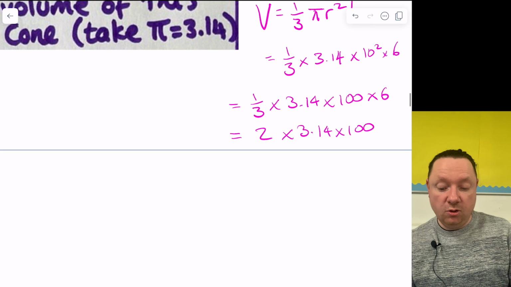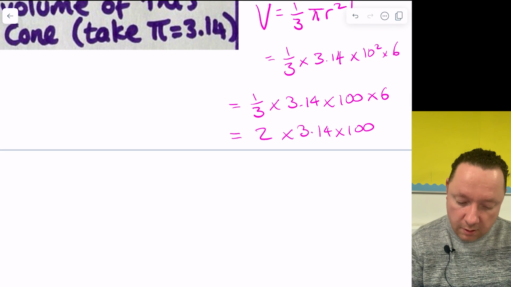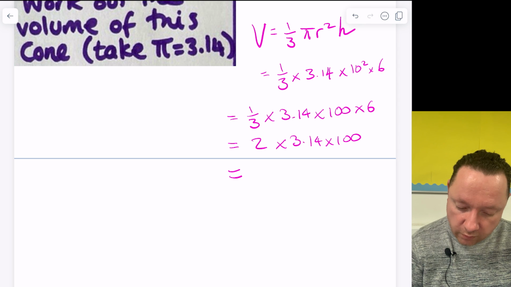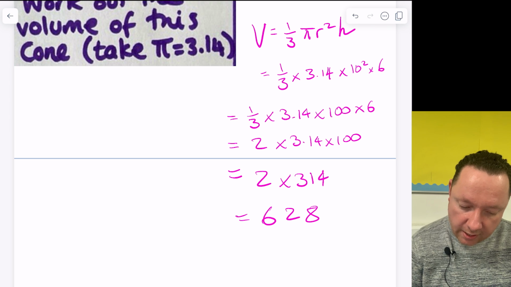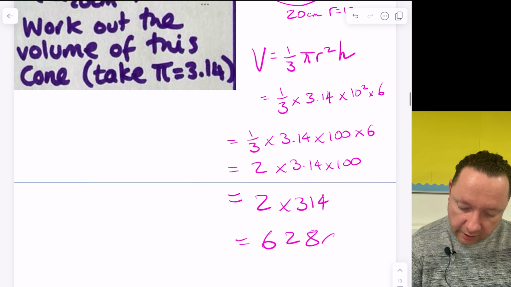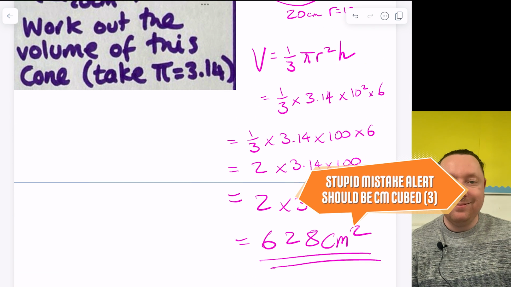Now you can do 200 times 3.14. Well, I might as well just times by 100 now. So that's 2 times 314. 2 4s is 8, 2 1s is 2, 2 3s is 6. And the units are centimetres, so we've got centimetres cubed, and we're done there.